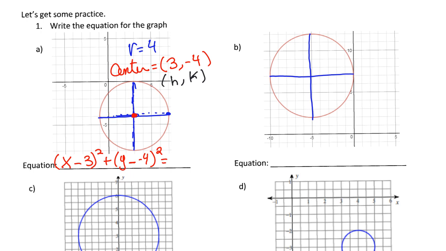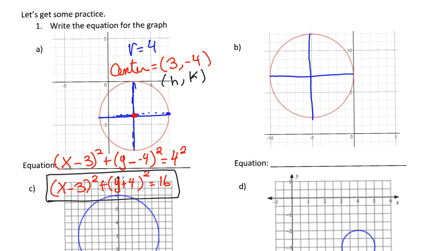squared equal to the r squared, which is 4 squared. I'll simplify this one further, so I'll keep the x minus 3 as it is. So please do not multiply the binomial times the binomial. Keep it as it is. Now the second binomial would be y. There's two negatives, so the two negatives will turn into a positive. So it would be y plus 4 squared equal to 16. So here's your equation for this circle.